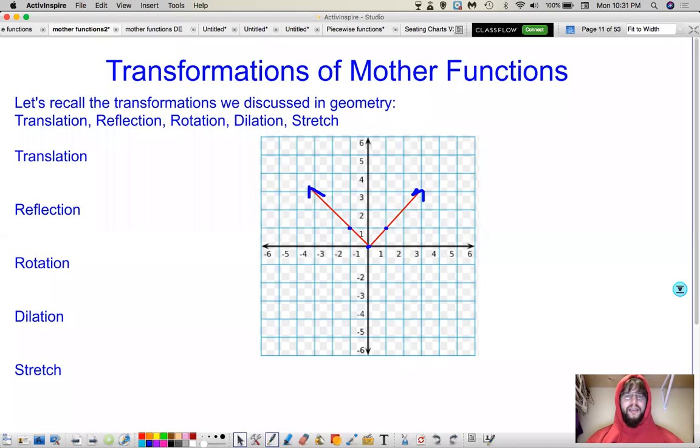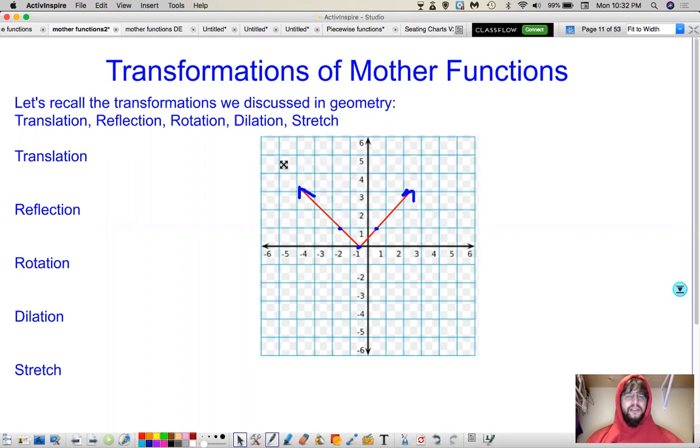Hey guys, so today we're going to talk about transformations of the mother functions. In geometry, we learned about translation, reflection, rotation, dilation, the stretch. We talked about other ones, shearing. But let's see which of those we can do with these mother functions.